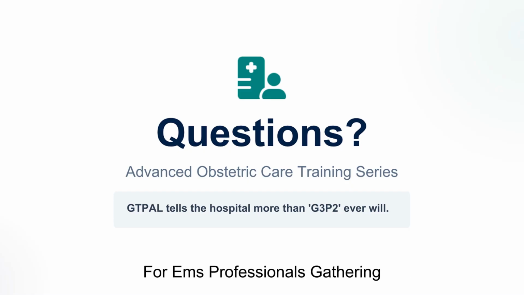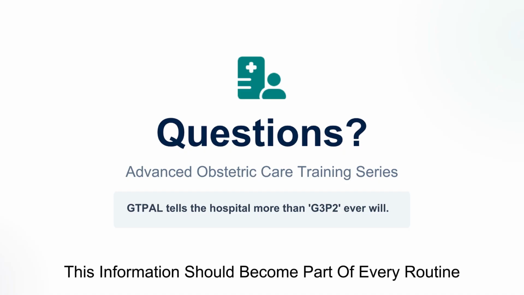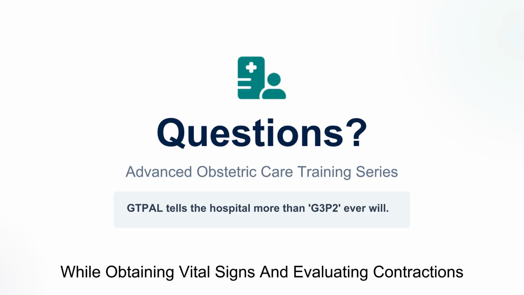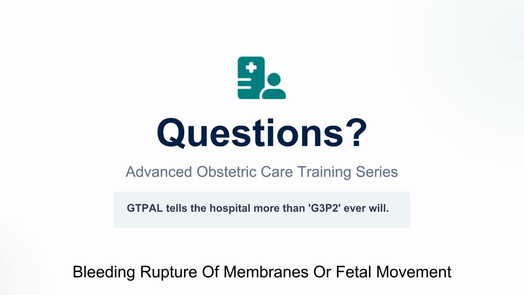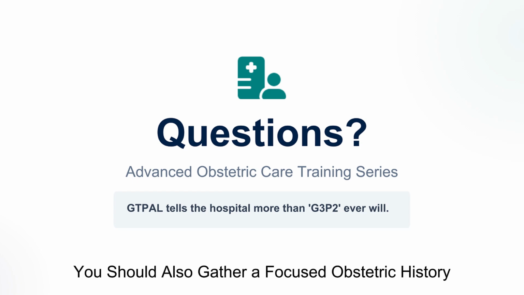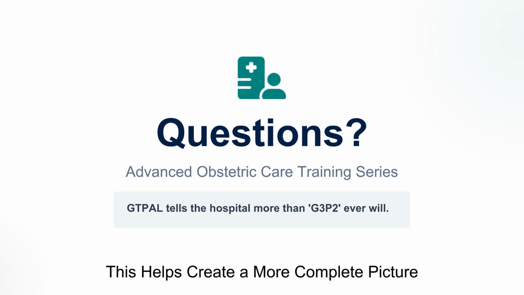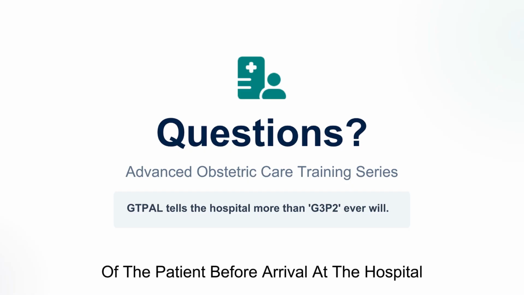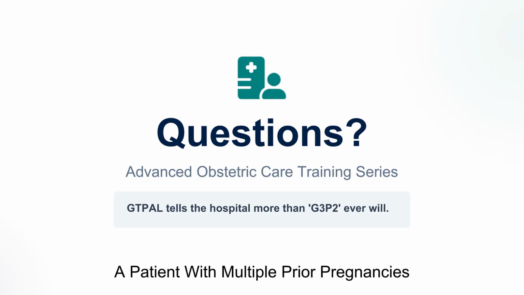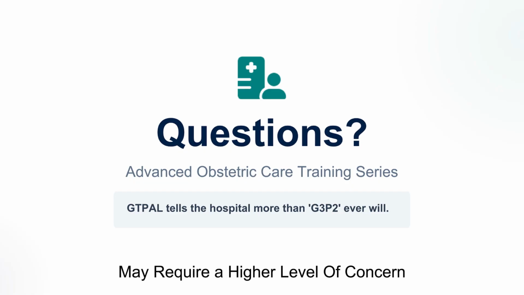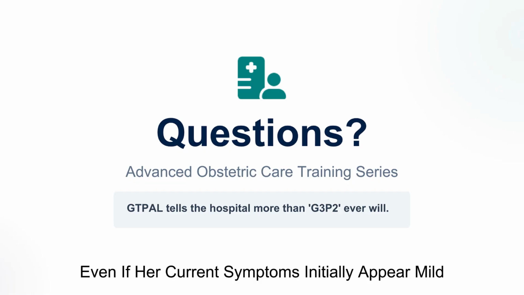For EMS professionals, gathering this information should become part of every routine obstetric assessment while obtaining vital signs and evaluating contractions, bleeding, rupture of membranes, or fetal movement. You should also gather a focused obstetric history using the GTPAL system. This helps create a more complete picture of the patient before arrival at the hospital. A patient with multiple prior pregnancies, repeated preterm births, or a history of miscarriage may require a higher level of concern even if her current symptoms initially appear mild.